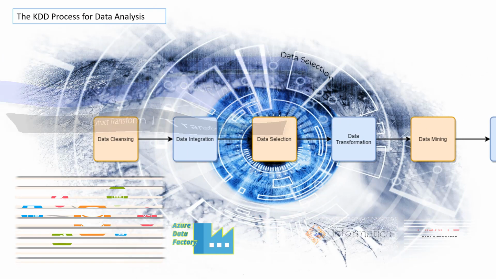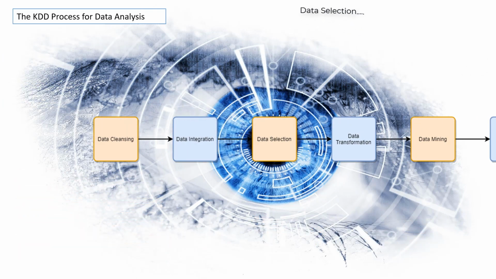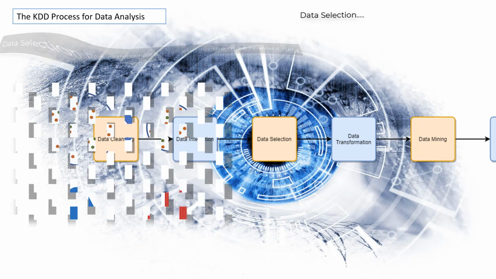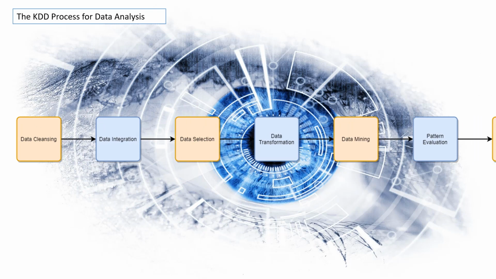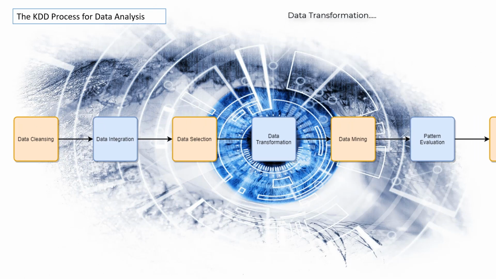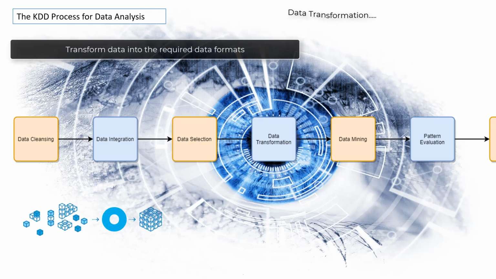Now, once you have a complete data set, the next step is data selection. Your data set can be potentially huge, so you may have to reduce your sample size to only consider relevant data for your data mining and analysis objectives. So the next phase is data transformation, and here data is engineered into the required format, which is appropriate for data analysis, perhaps using ETL tools.